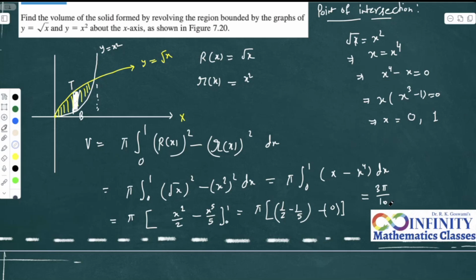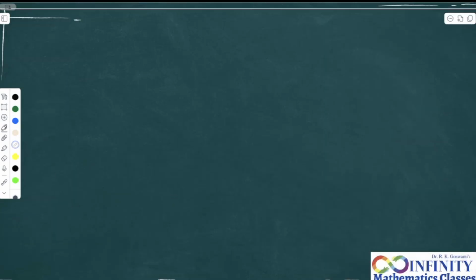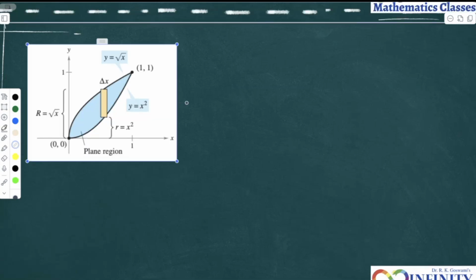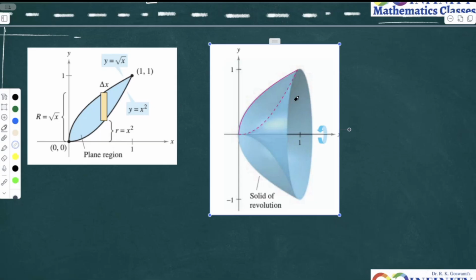Right. So just for the sake of understanding the images, I'm pasting two graphs. This is what they have done in the book, and we have just followed them. This type of shape I have obtained earlier. When you revolve the same about the x-axis, you will get this type of 3D figure. Inside there is a hollow part. We have obtained the volume of this 3D figure using the washer method.